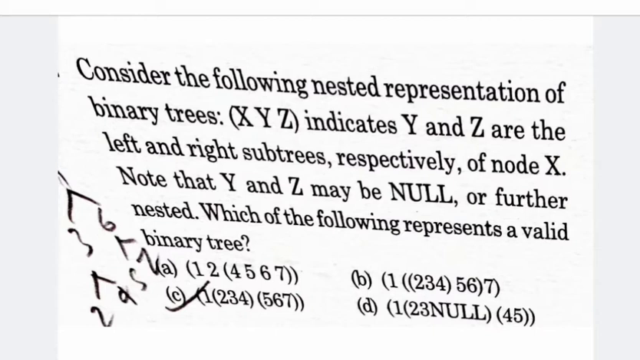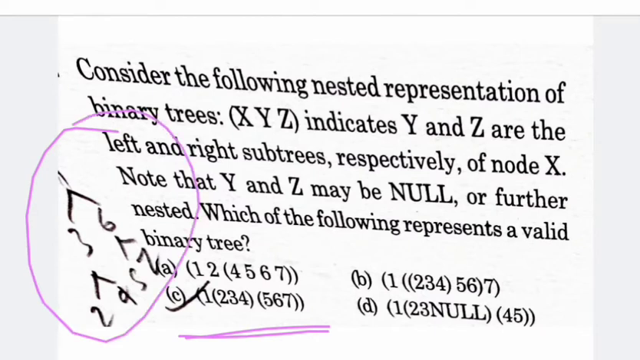There are four options given, A, B, C and D, but here option C is the correct representation of the given binary tree. This representation C is perfect, because if we make our binary tree, we get this type of structure, which is correct. So option C is correct. Now come to the next question.